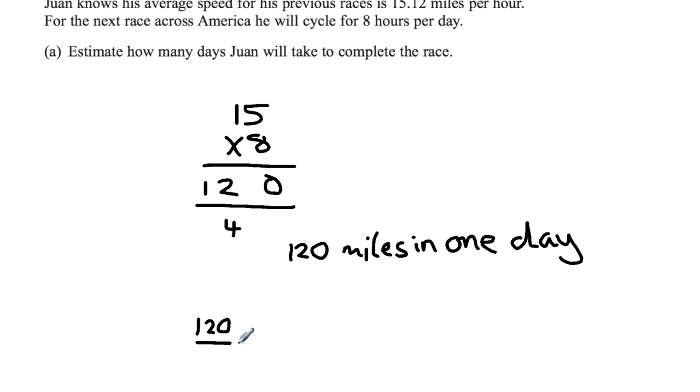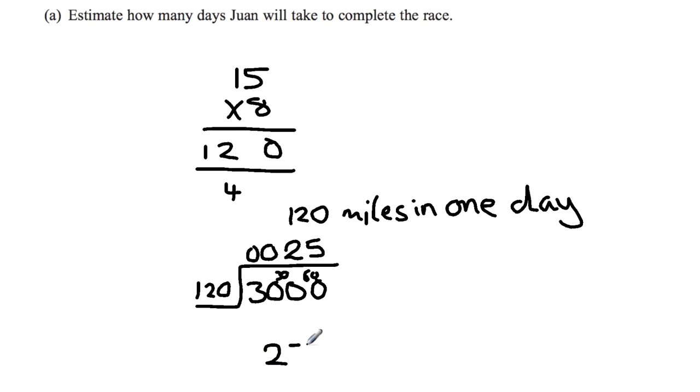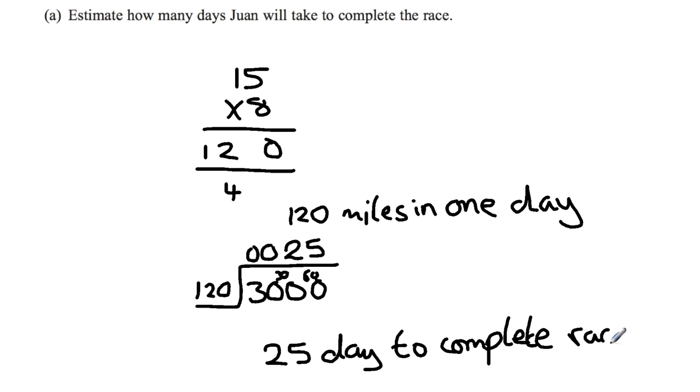So 120, 3000, 0, 0. 30, so how many times does 120 go into 300? Twice. The remainder is 60. How many times does 120 go into 600? 5. So it will take Juan 25 days to complete the race. So the answer is 25 days to complete the race. So that's our answer.